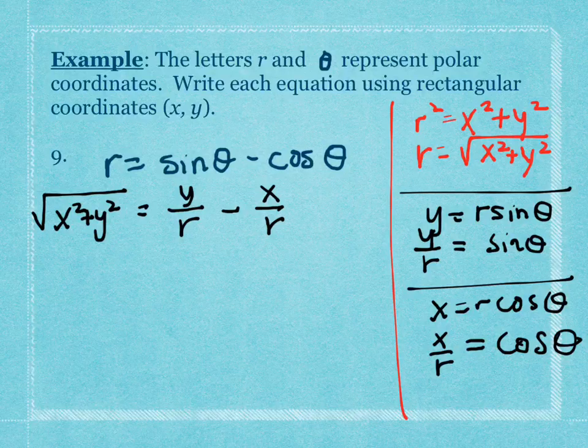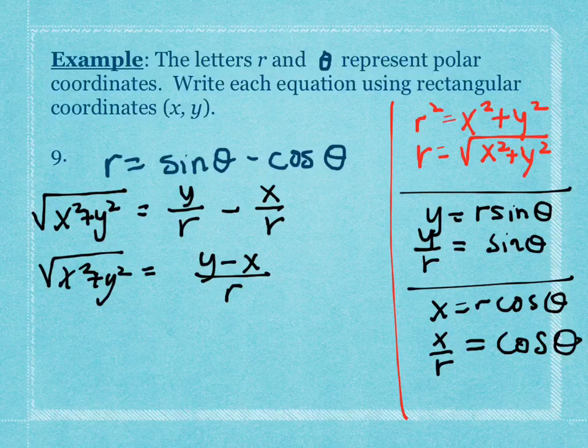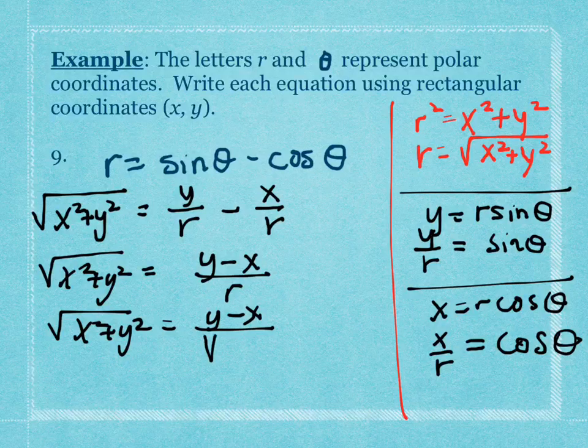I can combine those, right? Because they have the same denominator. So I could write this as y minus x over r. And I've got the square root of x squared plus y squared on the left. And I've got another r in my problem, correct? But what is r equal to? Now, technically, we have solved the problem, but the cleanup requires just a touch more.